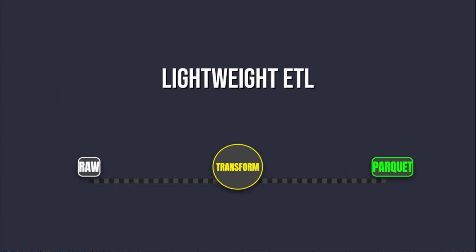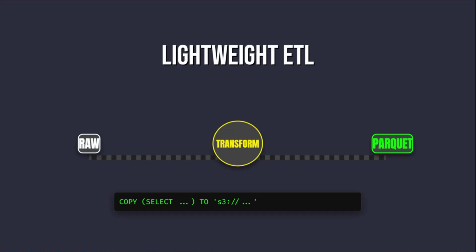DuckDB excels as an in-process transformation engine, allowing analysts to perform lightweight extract, load, transform operations without relying on external Spark or distributed clusters. Use it to calculate daily aggregates and write the results back to a new Parquet file in the data lake using the COPY statement.